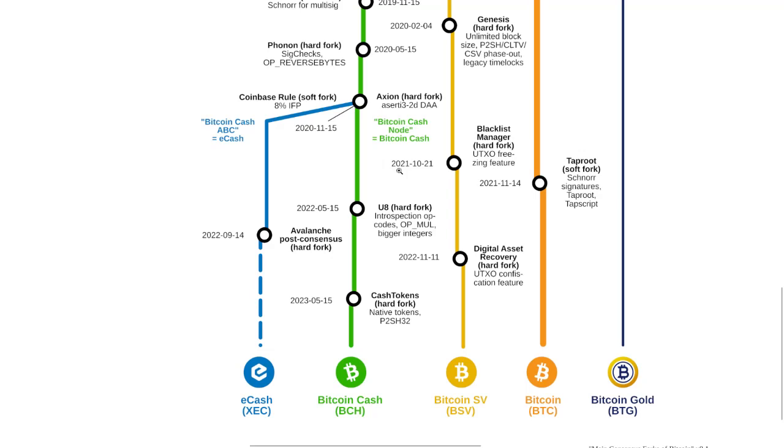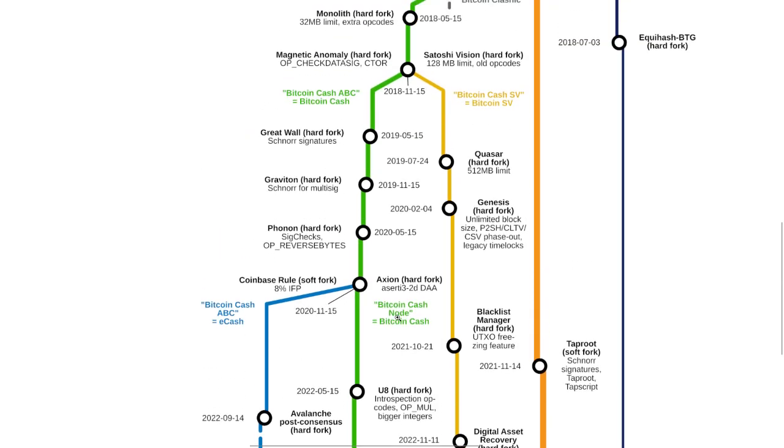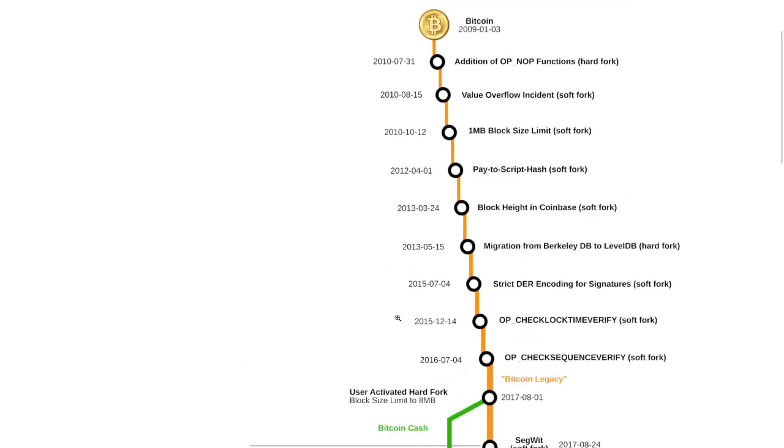And then Bitcoin Cash has had two major upgrades, one called introspection, adding introspection functionality, and the other called CashTokens, so native tokens on Bitcoin Cash. Yeah, that pretty much wraps it up for the Bitcoin timeline.